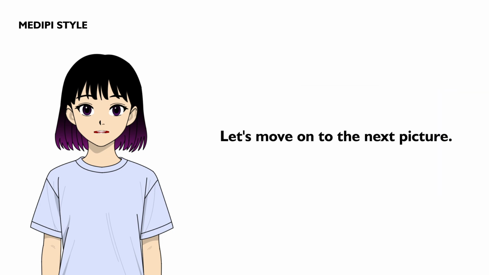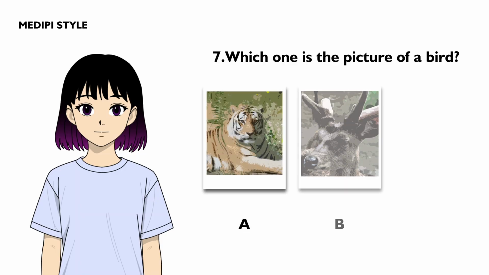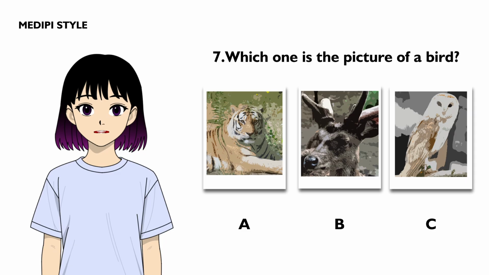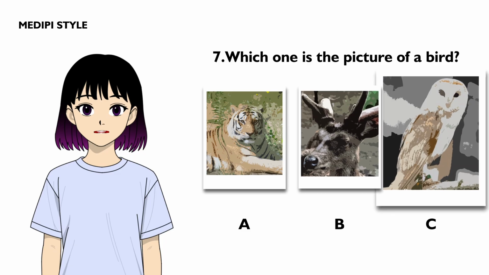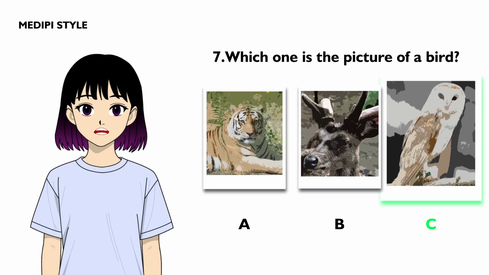Let's move on to the next picture. Which one is the picture of a bird? A, B, C. That's right. This is a bird.